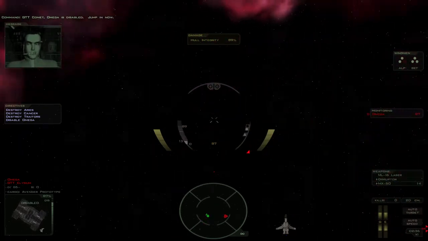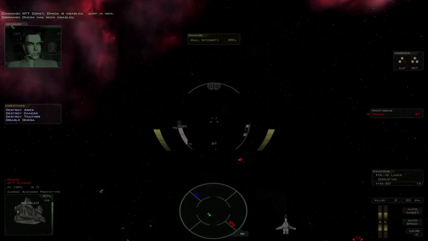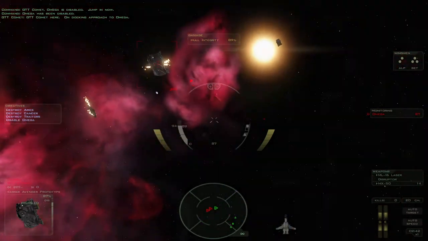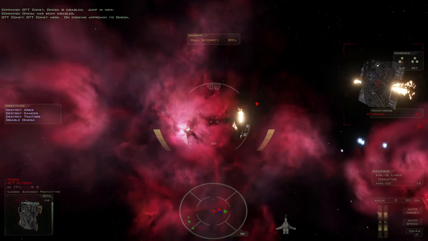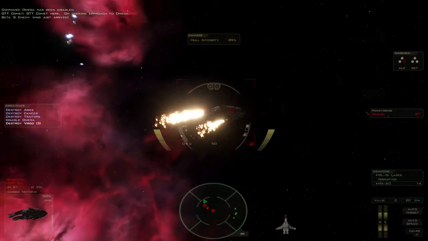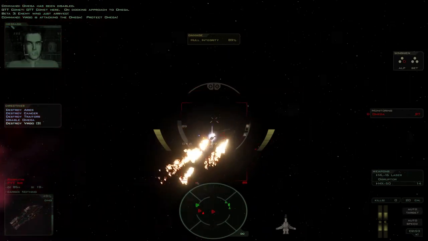Omega, there we disabled. Jump in now. Omega has been disabled. GTT Comet here. Undocking approach to Omega. Enemy wing just arrived. Virgo is attacking the Omega. Protect Omega.